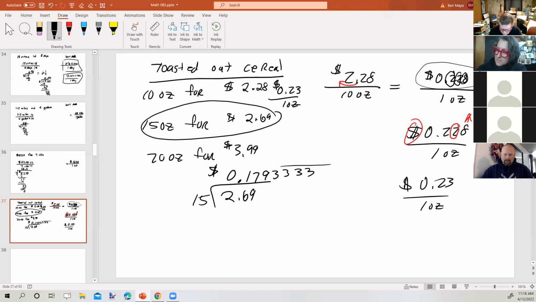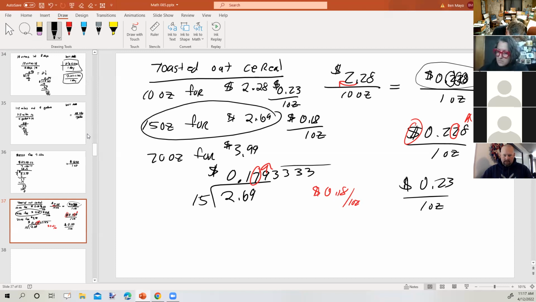So which one of those numbers is the cent column? Is it the 0, the 1, the 7, the 9, the 3? Which number is the cent? The 7. Correct. The 9 would round up or down? Up. So we're going to get 18 cents per ounce. Okay.